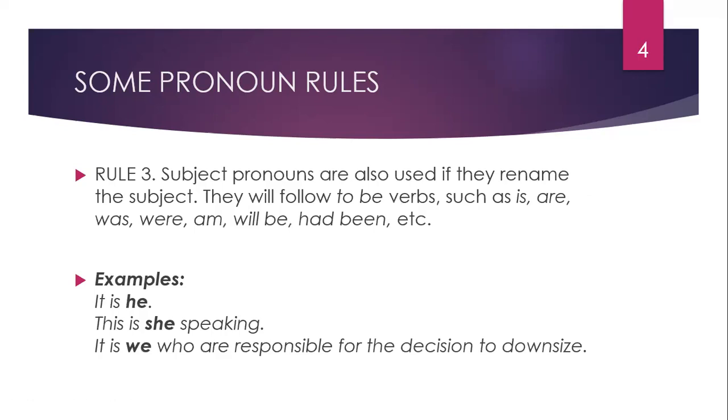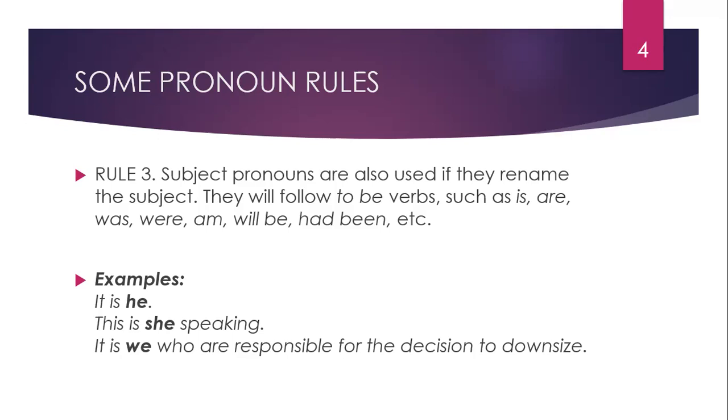Rule number 3 says subject pronouns are also used if they rename the subject. And this is one instance that people tend to use the wrong pronoun. So subject pronouns follow the verb to be in all its forms. So the verb to be can be is, are, was, were, will be, had been, would have been, is being, was being, all those forms. When you see them, the subject pronoun is what comes after it.